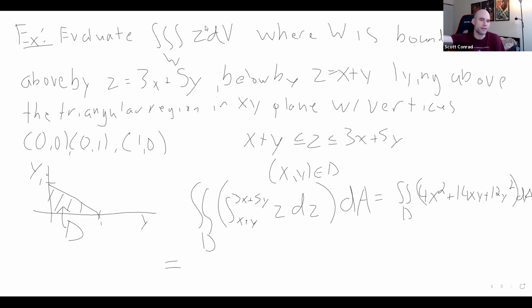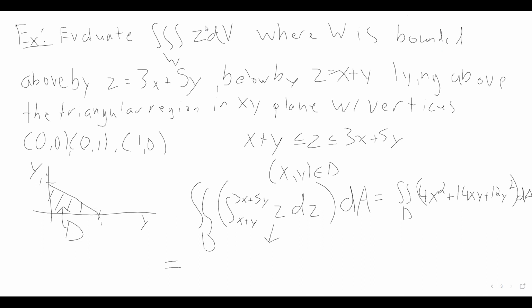Oh, we did that yesterday. So I just wanted to save some time, but we're integrating with respect to z. So z becomes 1/2 z squared. And then when you plug in 3x plus 5y and x plus y, you get 1/2 times quantity 3x plus 5y squared minus x plus y squared. And then you FOIL those out and bring your terms together, and that's what you get.